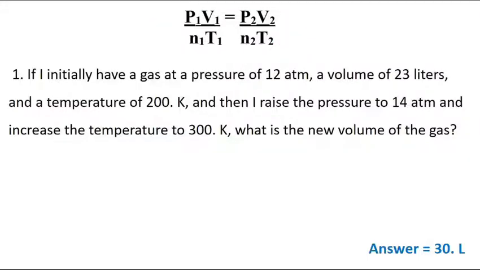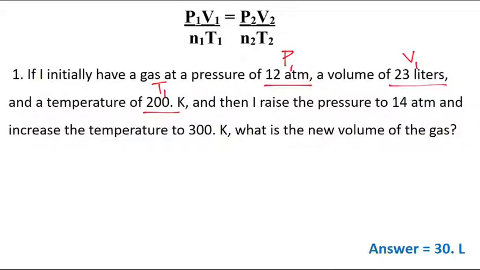So I actually want to label things as P1, V1, P2, V2, so that I can pull all the numbers out of my problem and put them in the right space and make sure that I don't make any silly mistakes. So, as we read through this first problem, it says that I initially have a gas at a pressure of 12 atm. So it tells me that's pressure. It's the first pressure that I've got, so I'm going to label it P1. At that pressure, my volume is 23 liters, so that's going to be V1, and a temperature of 200 K. That can be my T1.